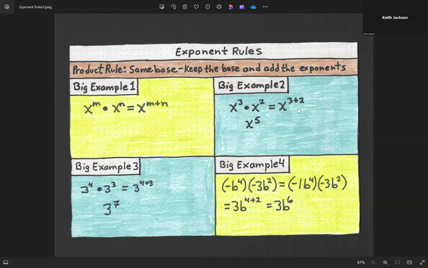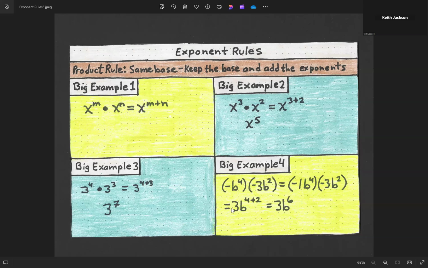So it would be x raised to the fifth power when we add 3 plus 2, where we see it as an exponent. All right, so let's go to big example 3, in which we have 3 raised to the fourth power times 3 raised to the third power, and that will equal 3 raised to the fourth plus third power. And when we add the two exponents up here, we're going to get 3 raised to the seventh power.